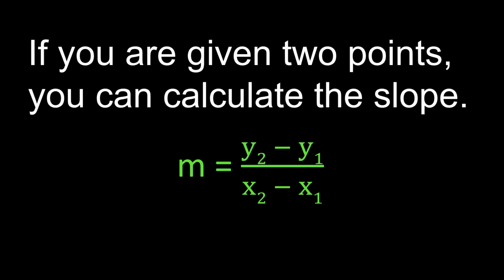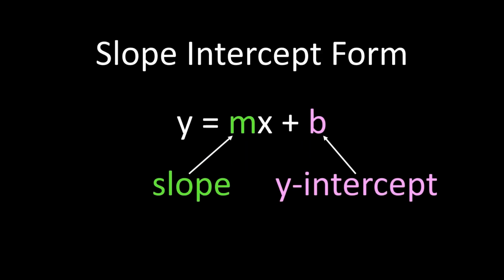And if you need help in using this formula to calculate the slope, check the video links in the description below. Once you have the slope, we can use our slope-intercept form of the line, the equation y equals mx plus b, to substitute the slope that we find in order to calculate our y-intercept. Let's take a look at our examples.